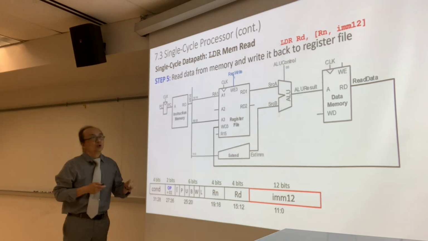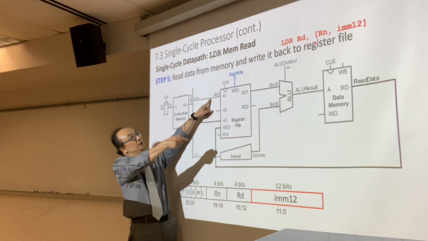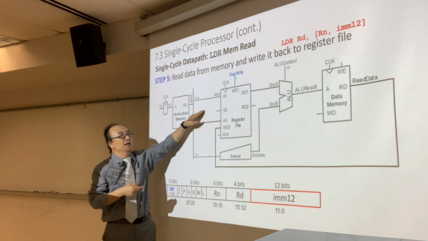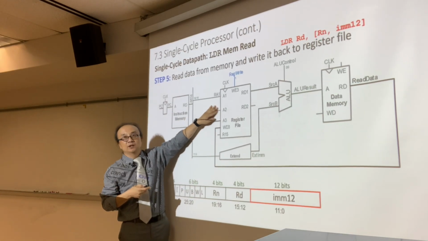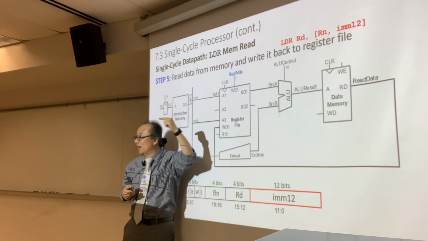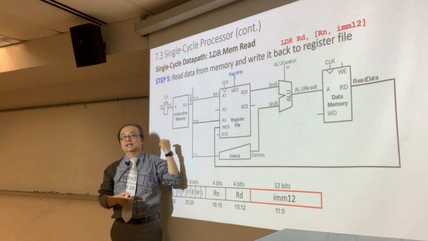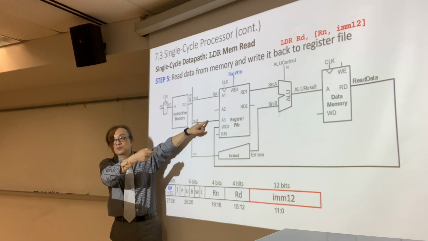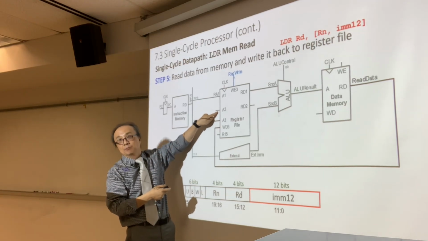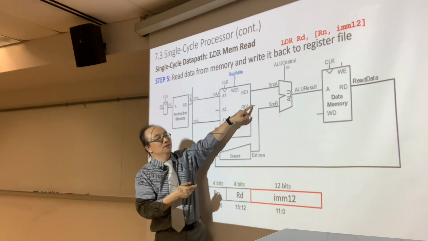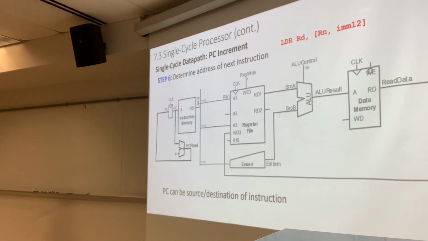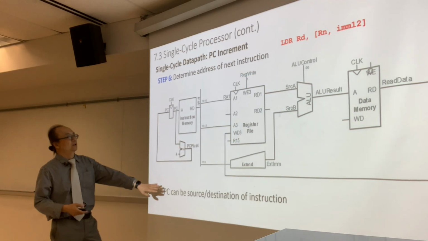So for this, we need to read the contents of Rn, right? So this is Rn. And there's a line actually, but we are not going to read this. There are random numbers, but we just need to highlight which data path is actually being used for a very specific instruction. Since there is no Rm, this is for Rm, so there is no output. Well, there is output, but we don't select that. All right, good question. And then PC can be the source and destination of the instruction.